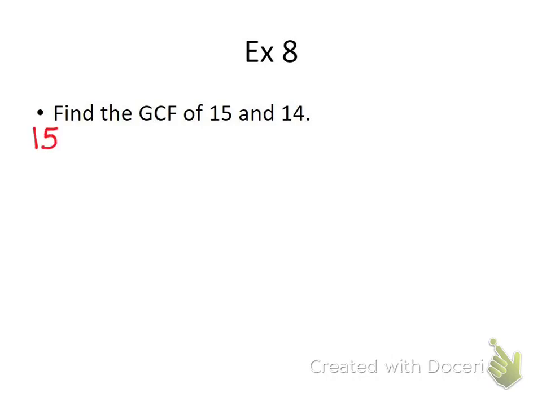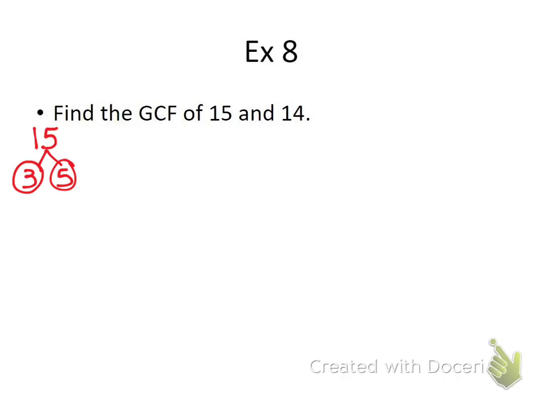Okay. What two numbers can I multiply together to get 15? 5 and 3. So 3 and 5 are my factors of 15. Can I factor 3? No, because it is prime, so I circle it. What about 5? Circle it.